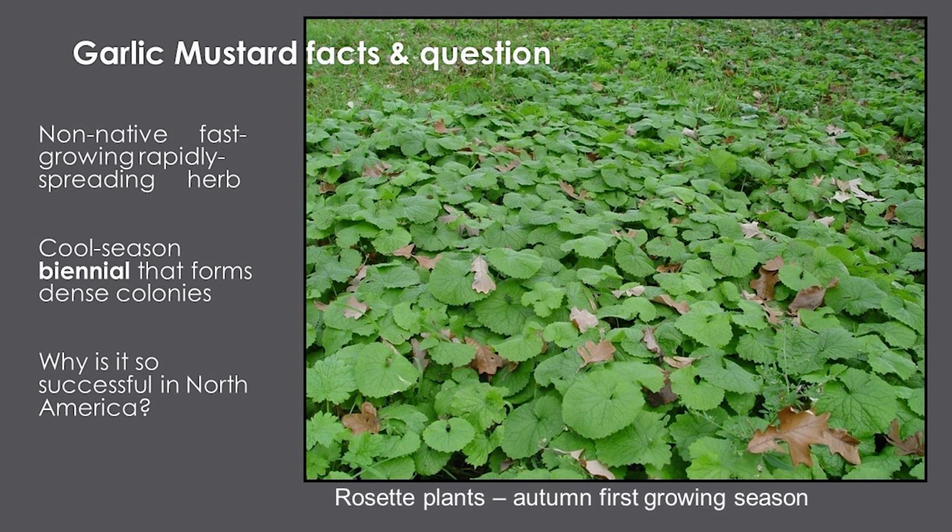Anyway, why is it so successful in North America? That's part of the question about what we just talked about: nothing eats it, right? These are rosette plants, autumn of the first growing season. We're going to discuss in detail the biennial life cycle. The first year it grows as a rosette on the ground, and the second year it sends up a flowering stalk and it flowers and goes to seed.